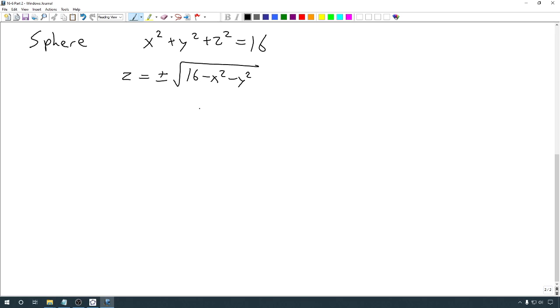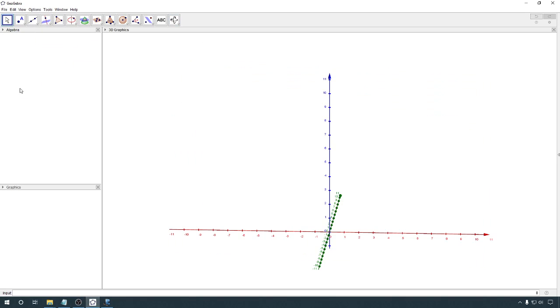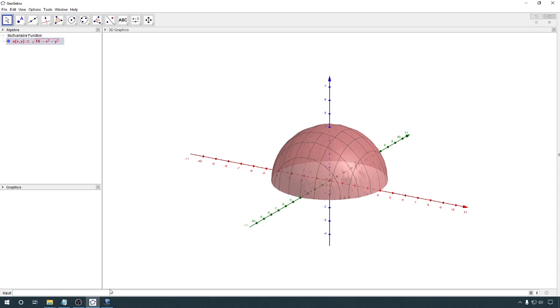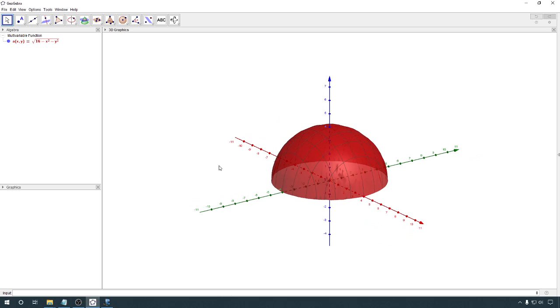If we were actually graphing this thing, so actually let's get rid of this, and we want to graph the equation z equals the square root of 16 minus x squared minus y squared. It doesn't like me typing in z equals that first. If I do that, it tries to make it into an implicit curve. So just type in the square root of 16 minus x squared minus y squared. It gives our top hemisphere, because we only get part of the sphere when we solve for z.